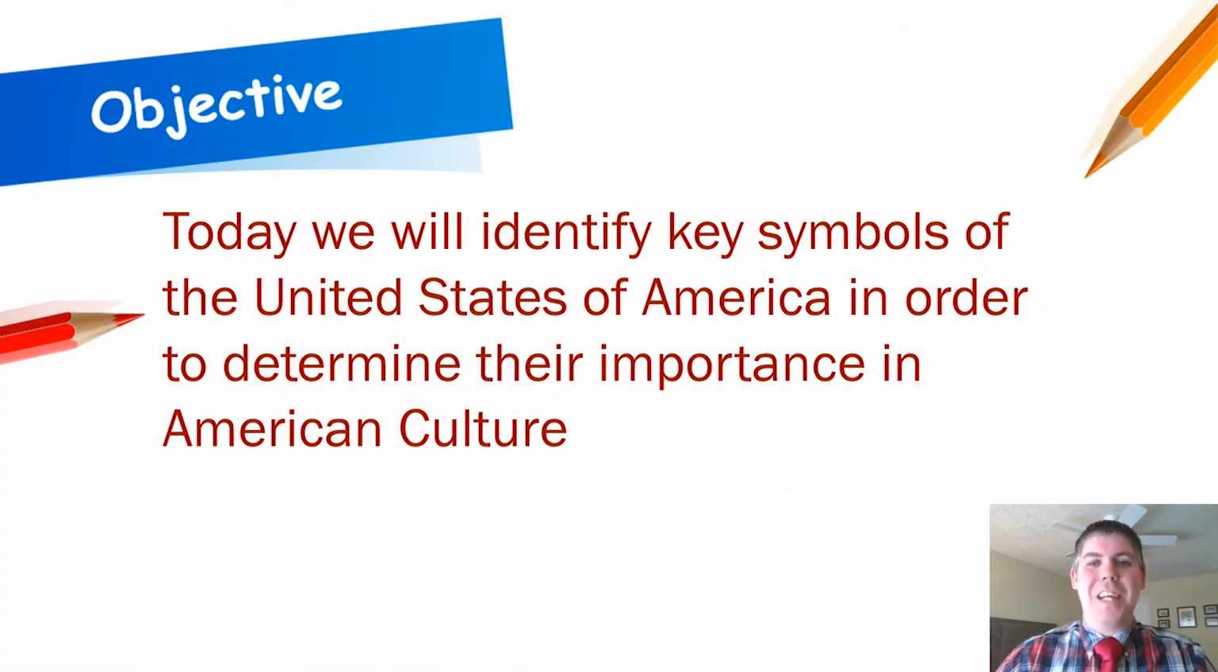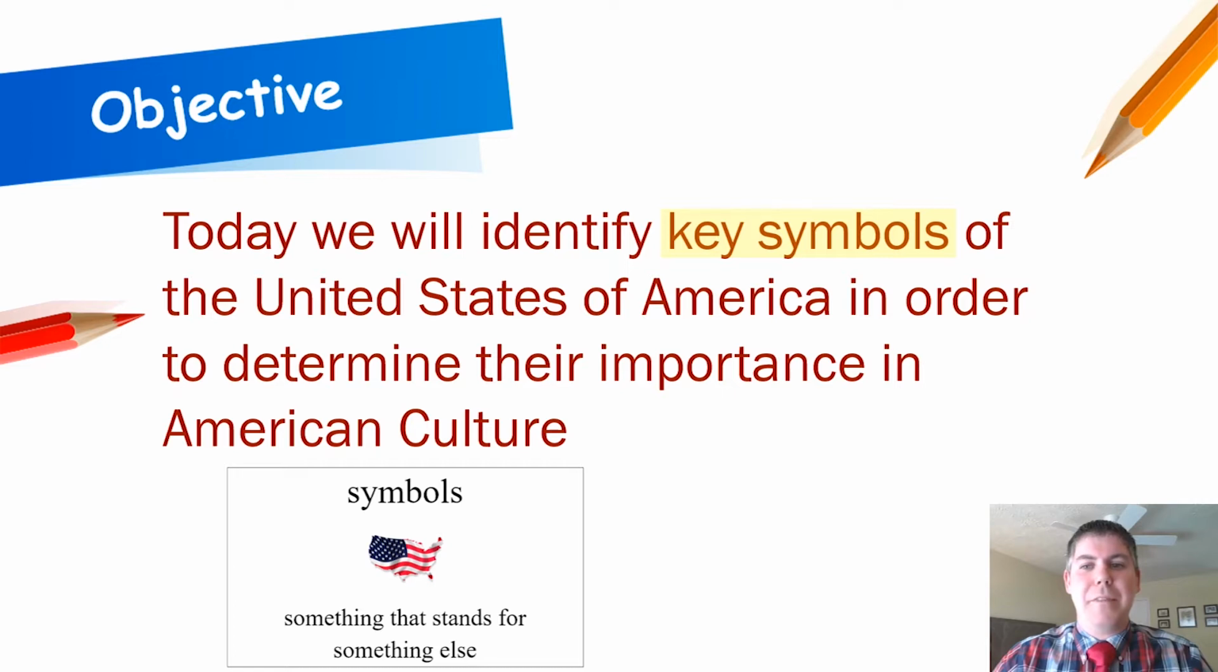On the top of your lesson, you should see our objective for today. Today, we will be identifying key symbols of the United States in order to determine their importance in American culture. But let's break down our objective a bit. Today, we are going to identify key symbols. Let's use our vocabulary card for symbols to think about what that might mean.